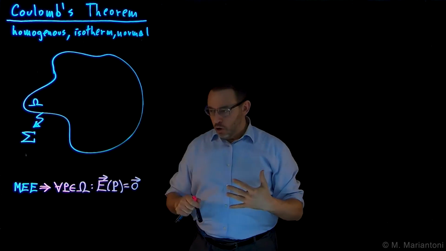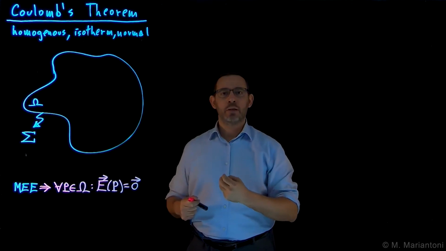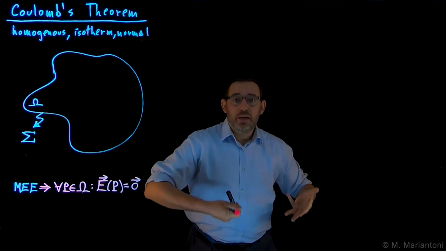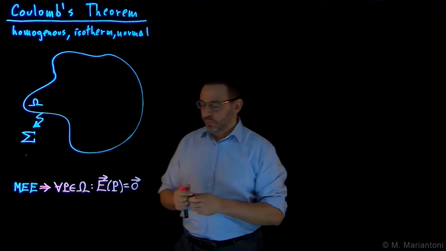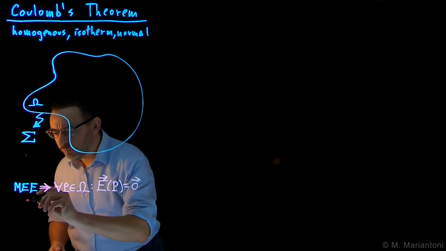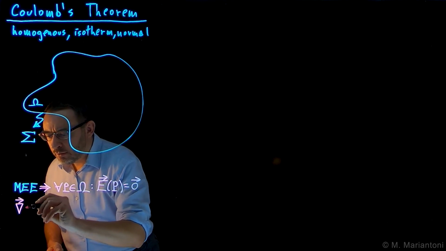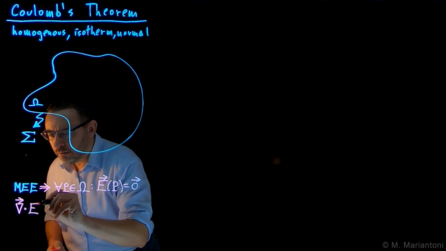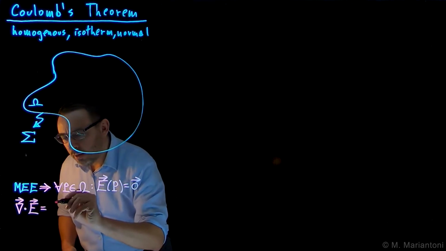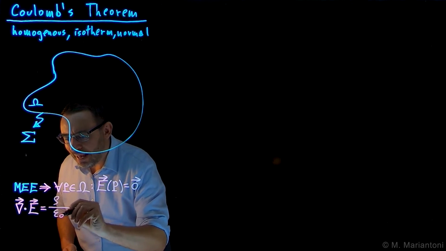We also know a fundamental law of the electrostatic field, which is Maxwell's equation, case 1, the differential form of Gauss's theorem. So we know that according to this law, the divergence of E is equal to rho divided by epsilon naught.